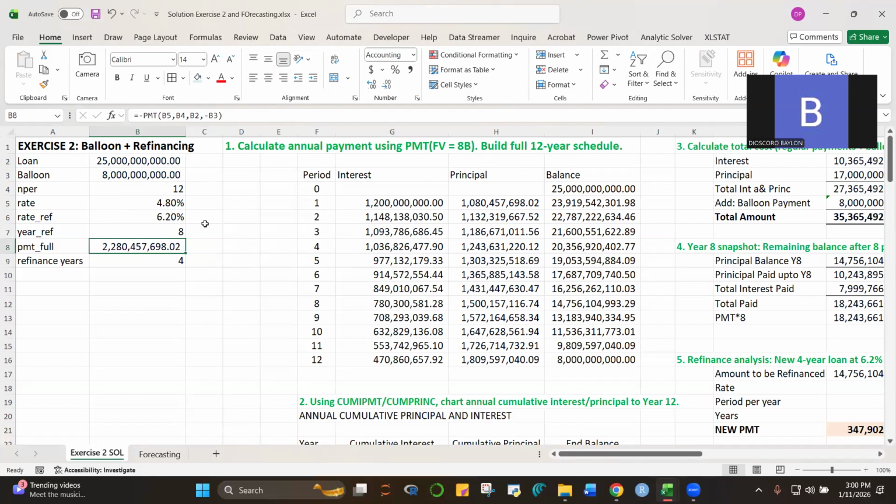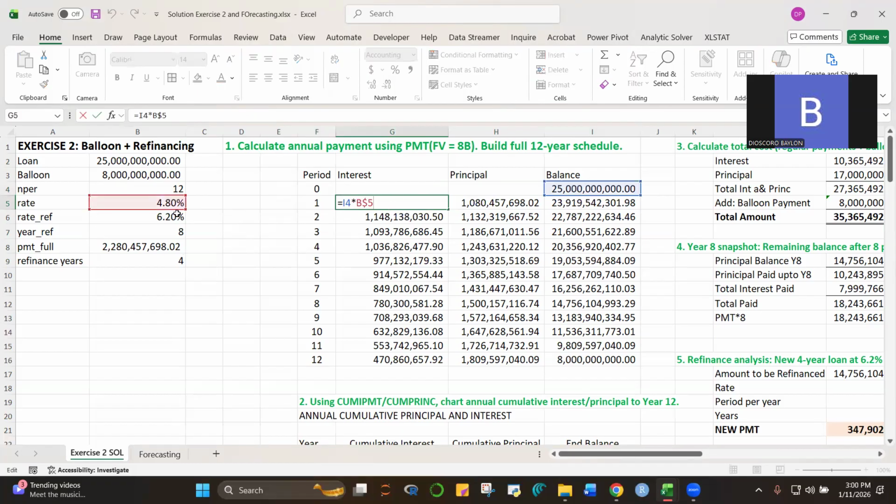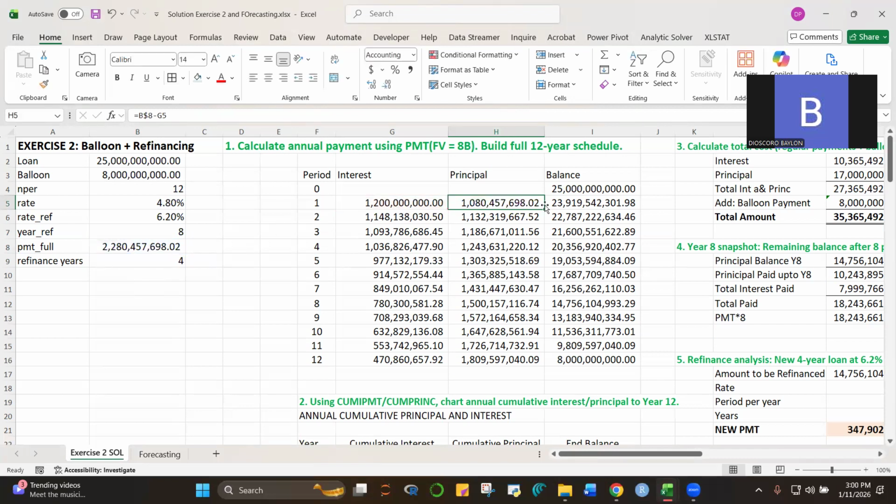With that, given the annuity payment and the rate, we can get the interest, principal, and balance. So we start at a balance of 25B. The interest, as you know, will be equal to the rate multiplied by the current balance. The principal will simply be the annuity payment minus the interest. And then the new principal balance will simply be the previous minus the reduction in the principal.